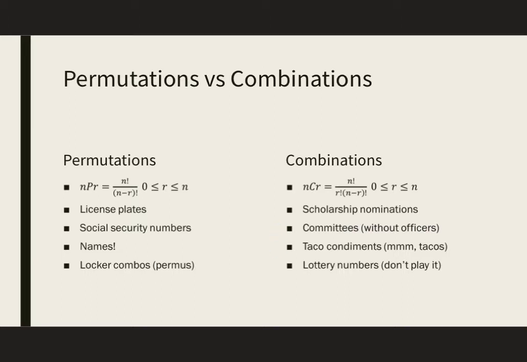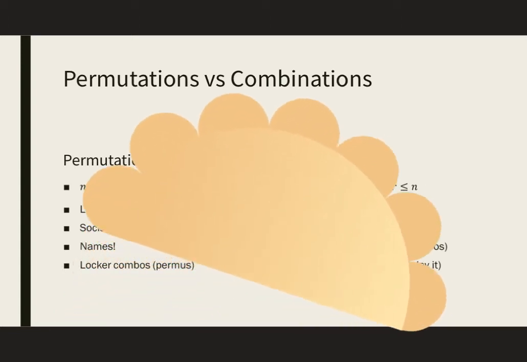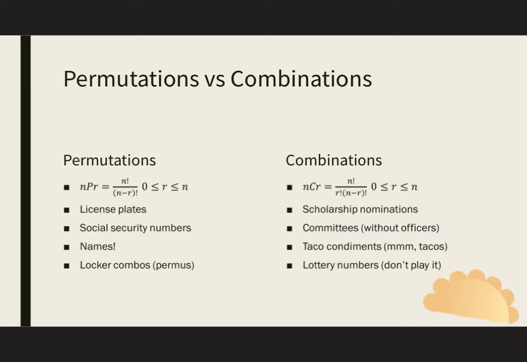Taco condiments? Okay, this is going to be an issue. Some of you think that you should put the meat first and then the cheese and then other toppings so the cheese melts on the meat. But not everybody does it that way. So at the end of the day, it really doesn't matter as long as the ingredients are there, but some of us like it a certain way. Finally, lottery numbers. Most lotteries, they don't depend on the numbers being in order, but it doesn't really matter because we're not going to play it, right?